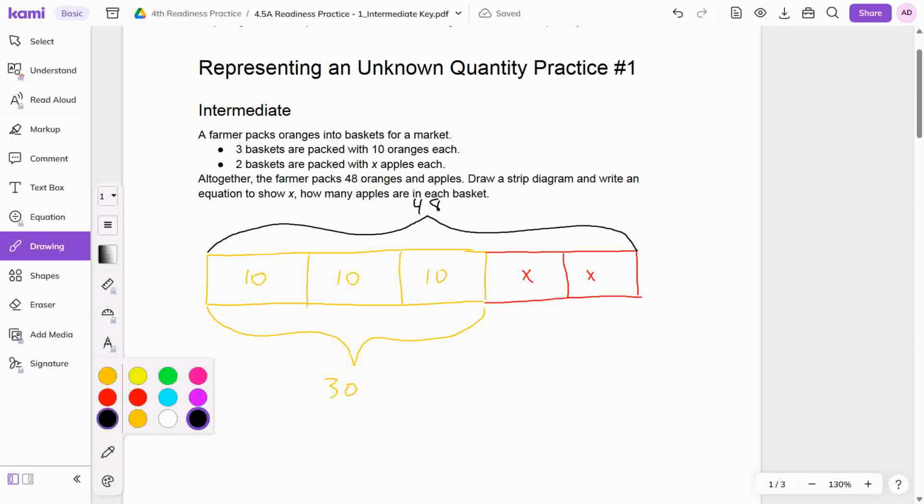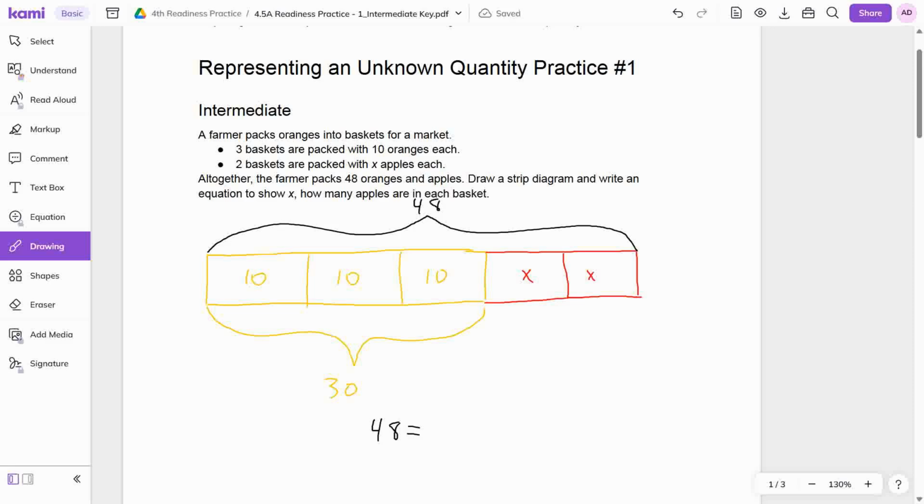All right, so I've got my strip diagram, and what I could do is also write it as an equation. So I can say 48 is my total equals, well, what I have is 30 oranges, but it's really 3 times 10. So you can show 3 times 10 multiple ways. You can do 3 dot 10. You can do 3 and then parentheses 10. There's a few different ways to show it. We don't really want to do 3x10 because the x can mean multiplication or the letter x, which is our unknown number of apples. So we really move away from using an x for multiplication.